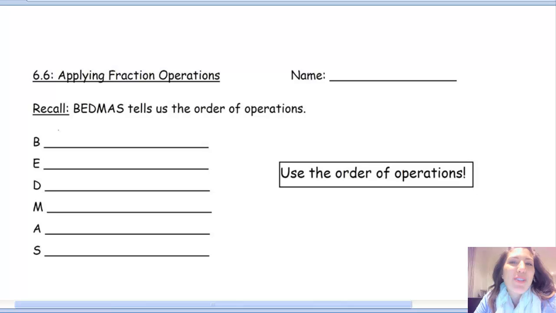Hi again, I'm Mrs. Burns and welcome to lesson 8 of our fractions section. Today we are talking about 6.6 and we're going to be applying the order of operations to our fraction problems.